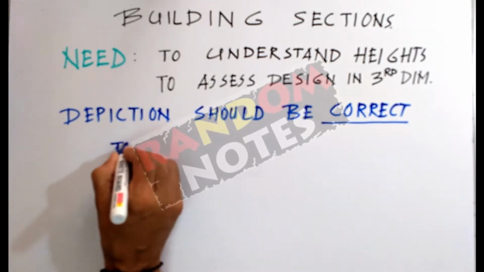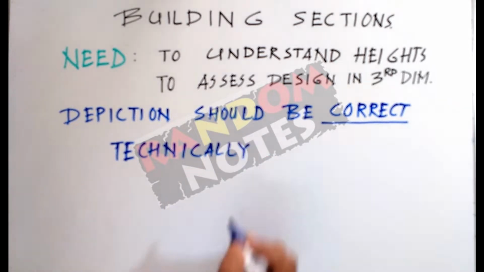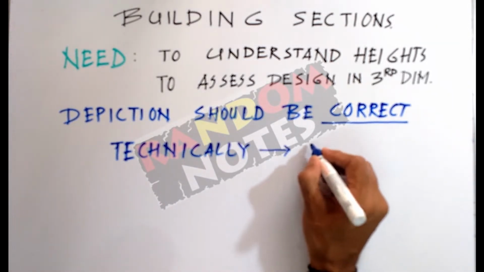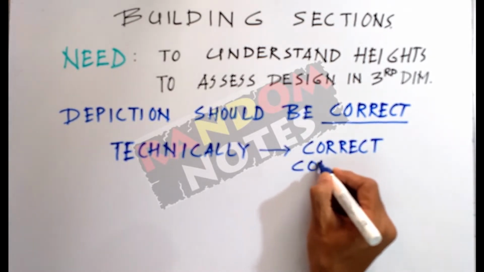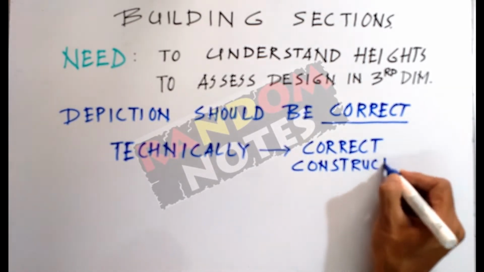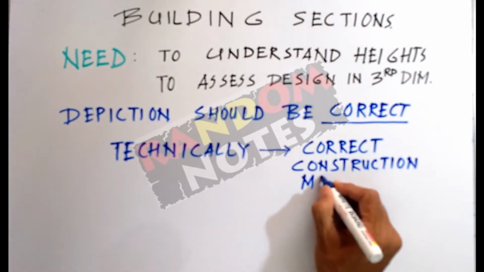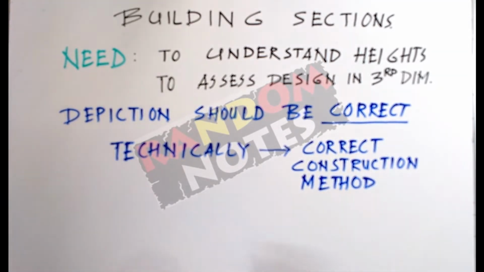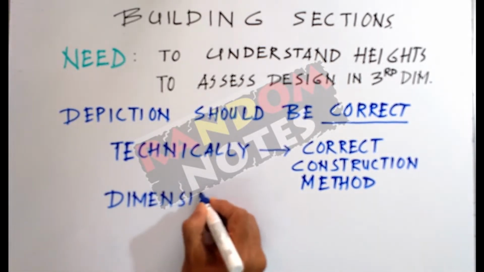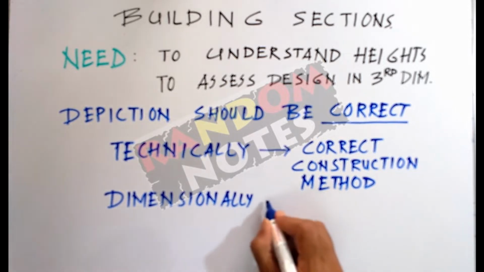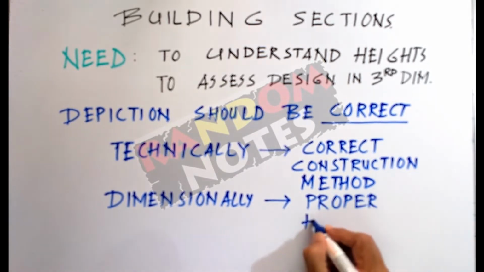First, they should be correct technically, which means that they should document the correct construction method. Secondly, they should be correct dimensionally, which means that they should be made with proper heights.